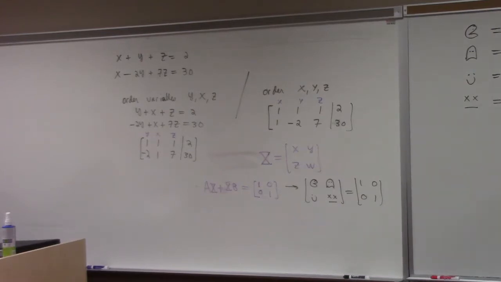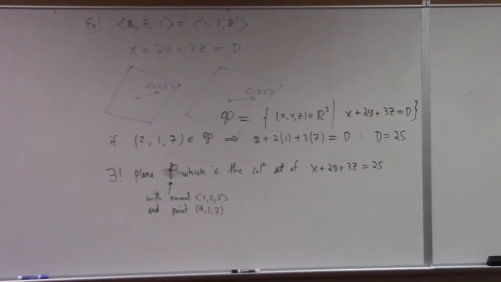So let me summarize. There exists a unique plane P which is the solution set of x plus 2y plus 3z equals 25. And this plane P has normal 1, 2, 3 and point 2, 1, 7. So once you give me a normal and a point, there's a unique plane, right? Admittedly, the equation's not unique. I could take that equation and look at any row equivalent. I could multiply the equation by a non-zero scalar, and I'd still have the same solution set, right?